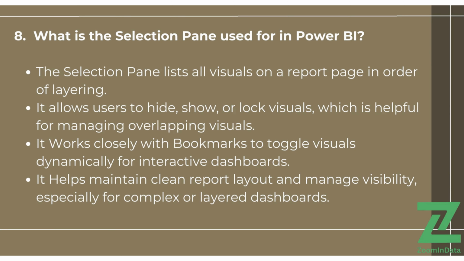Eighth question: what is the selection pane used for in Power BI? The selection pane lists all visuals on a report page in order of layering. It allows users to hide, show, or lock visuals, which is helpful for managing overlapping visuals.